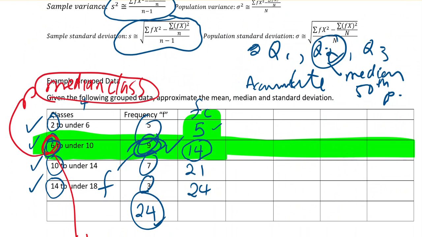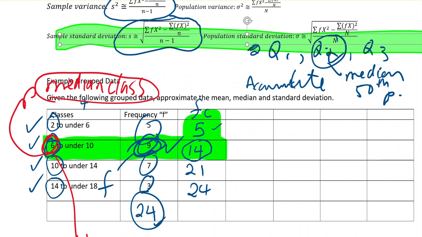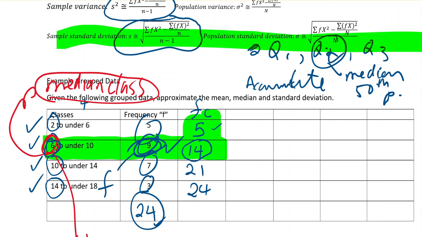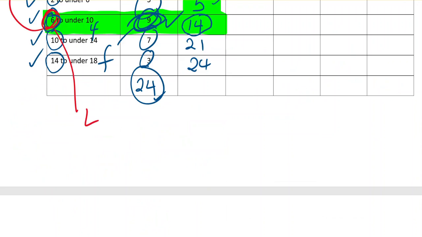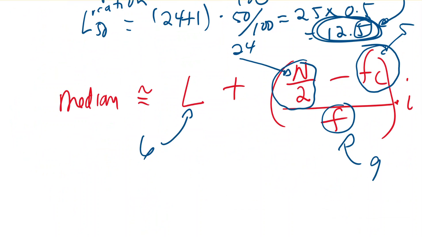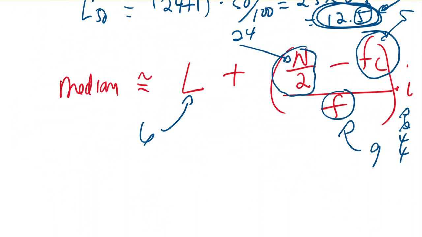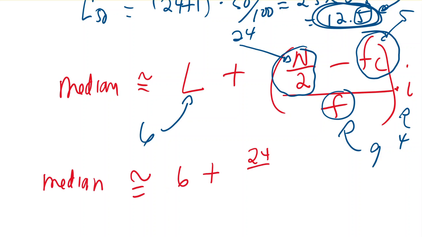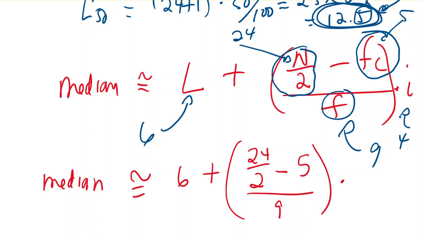I is the width of the median class. So how wide is the class? This class is 6 to 10. It must be 4 wide, 10 minus 6, and it's all the same. So I know that I is equal to 4. So my median is approximately equal to 6 plus 24 over 2 minus 5, divide that by 9 and multiply it by 4.